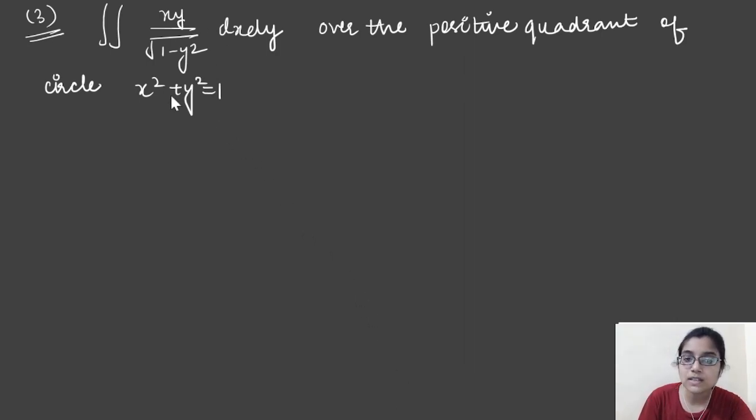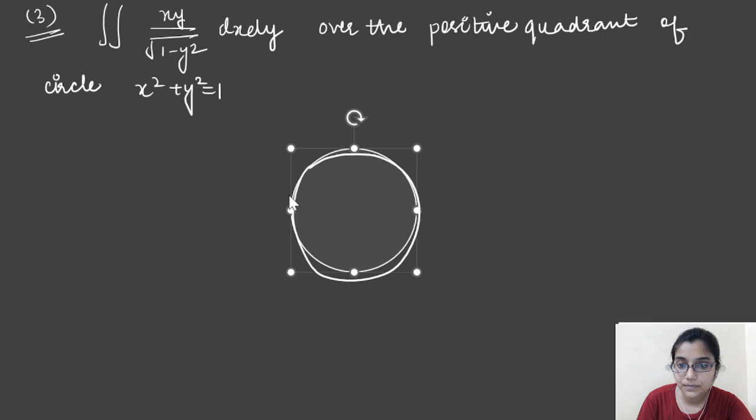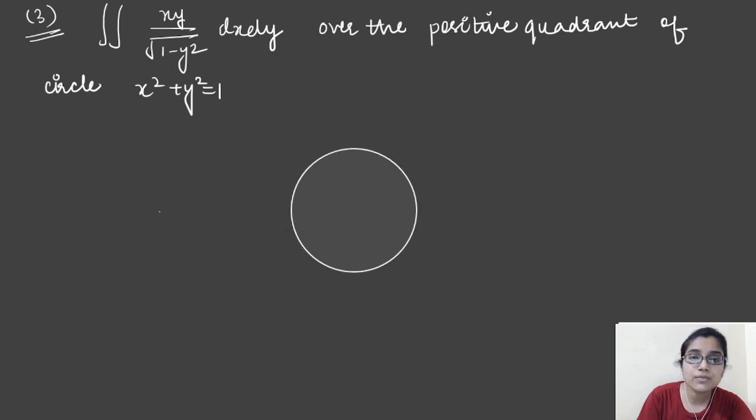Okay, so this is our question, and we have to find out what? We have to find out the limits. So they are saying that we have a circle, x square plus y square is equal to 1, and over the positive quadrant we have to find out this double integral. So what we will do is that we will just draw the circle. Okay, and now we will just draw our x-axis and y-axis. So let's just draw them.